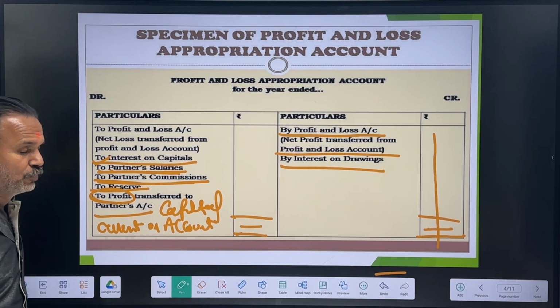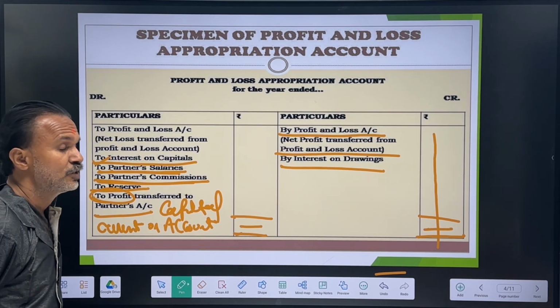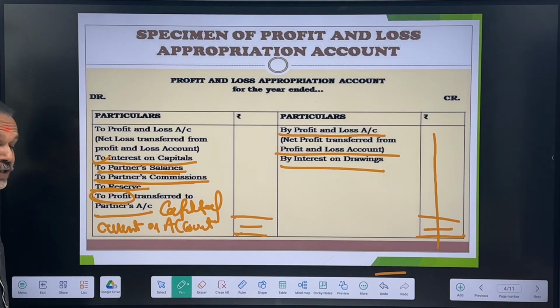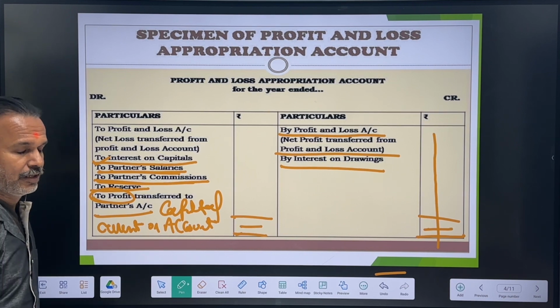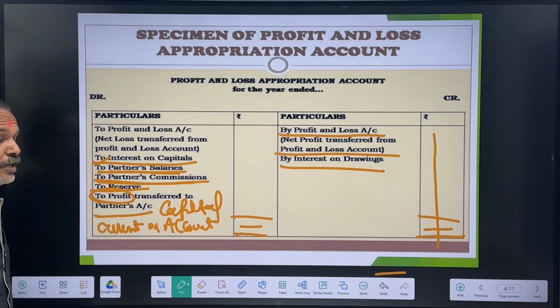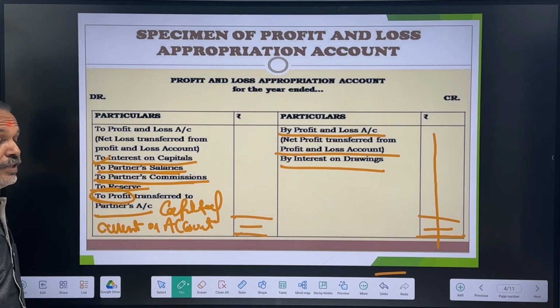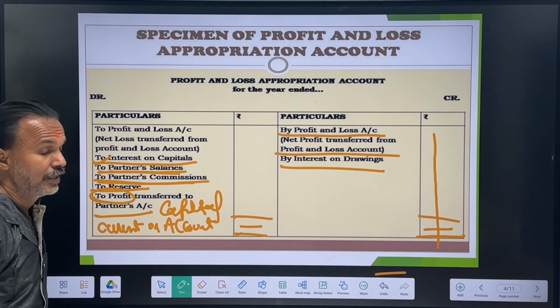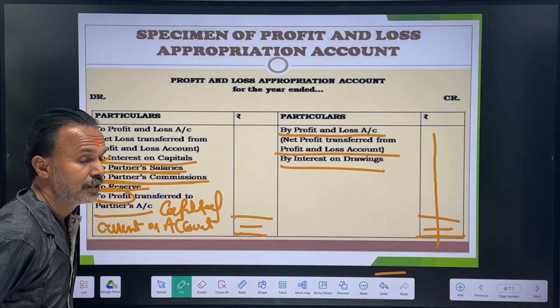If the credit side is more and the debit side is less, then the difference of these two is called profit, and this profit is transferred to partners capital or current account. When the partners capital accounts are fluctuating, the profit is transferred to partners capital account, or when the capital accounts of partners are fixed, profit is transferred to partners current account.